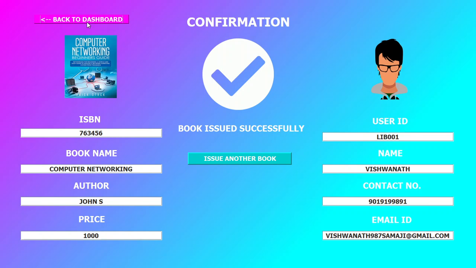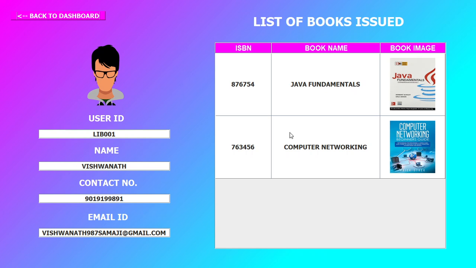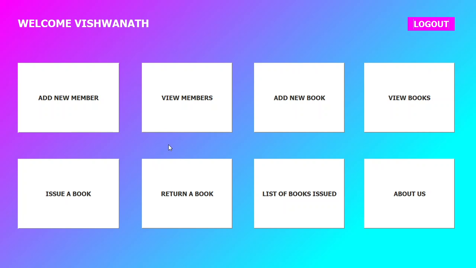Now let's check whether the book is issued or not to the member lib001. As we can see, first we have issued Java Fundamentals. After that we have issued the Computer Networking book. Now we have issued two books to the first member.